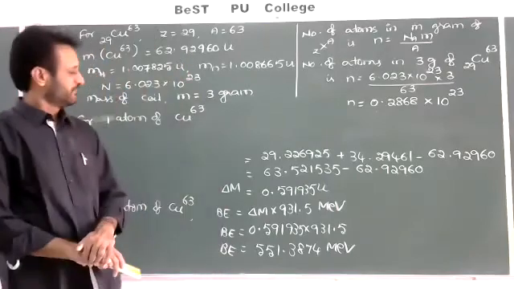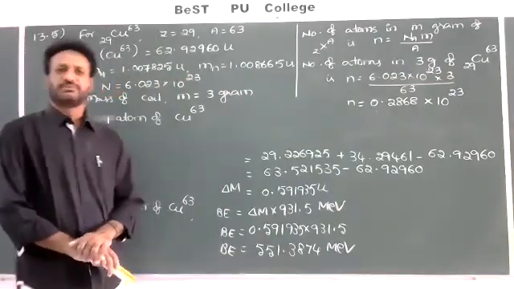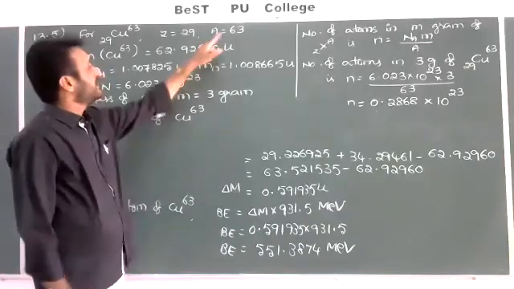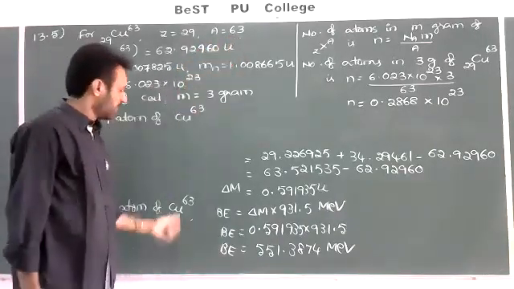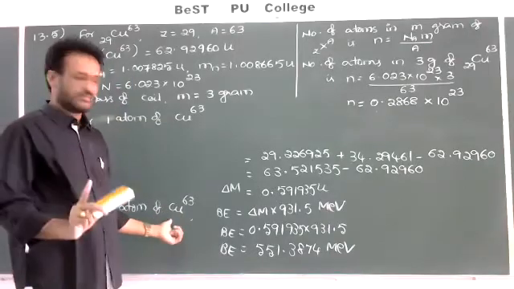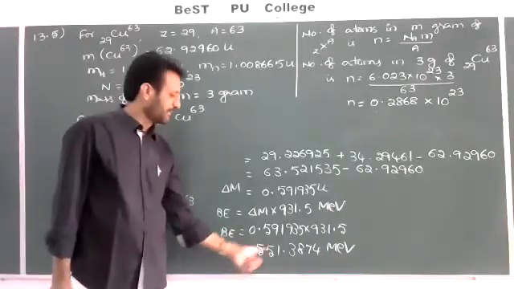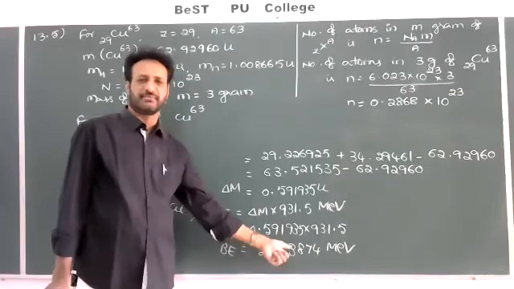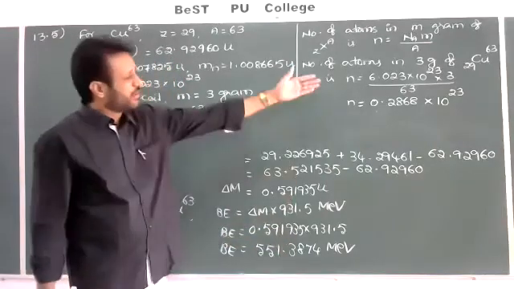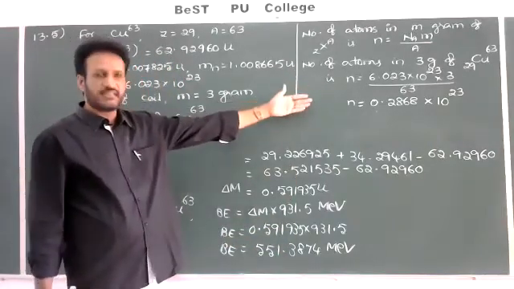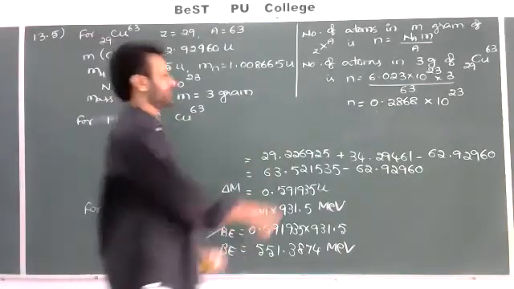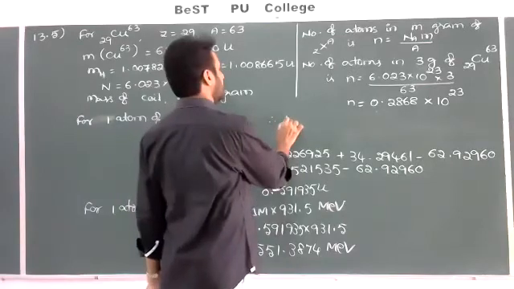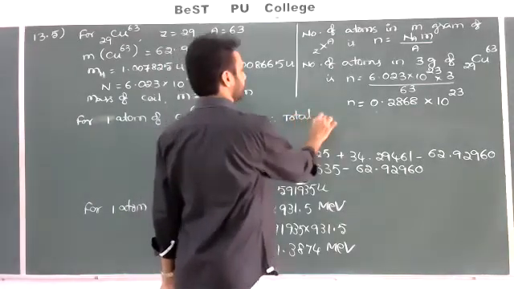Now check the question. If you want to remove 63 nucleons, like protons and neutrons, from one atom, how much energy is required? 551.38 MeV of energy is required. If you want to remove all of this from all these atoms, how much energy is required? We should multiply both. Therefore, the total energy required.